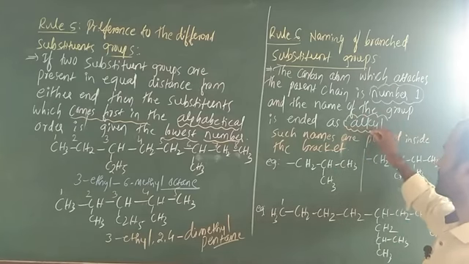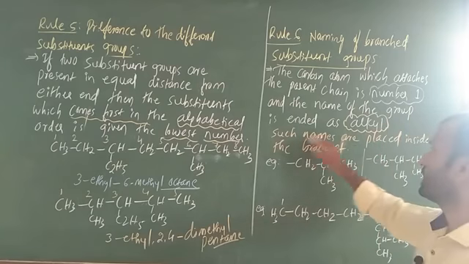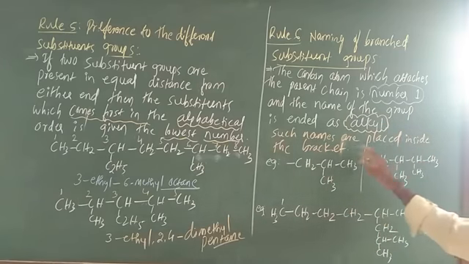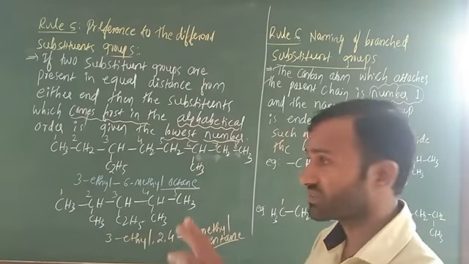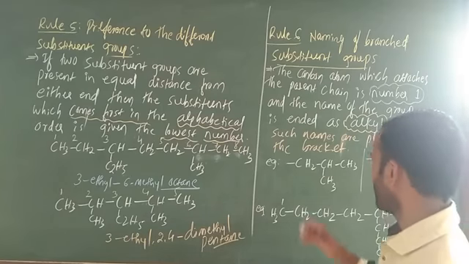If the name of the group ends as alkyl, such names are placed inside the bracket. Such kind of names, must and should you have to mention inside the bracket. Don't write outside. Compulsory you have to mention inside the bracket. Okay. Just here. In this case what?